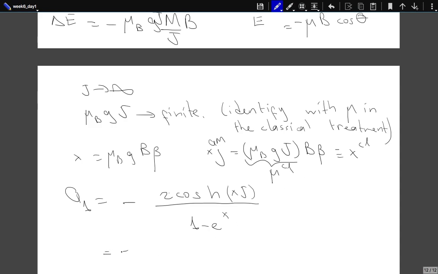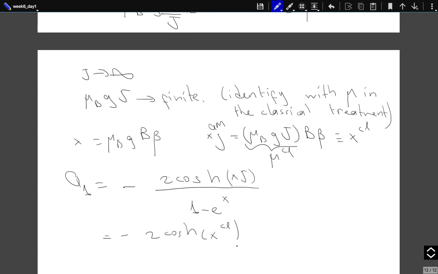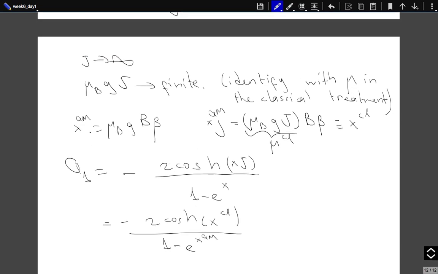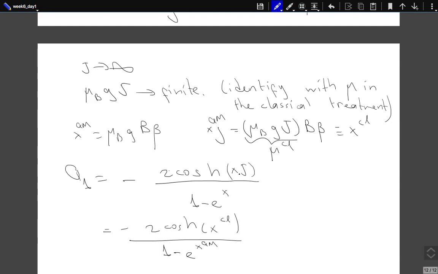So this is equal to minus twice cosine hyperbolic x in the classical theory divided by 1 minus e to power x. But x here is the quantum mechanical x. It is small. So x times j is finite. J goes to 0 again? Sorry? As j goes to infinity, it goes to 0. Yeah, x goes to 0. It's very small. No. X times j goes to 0. No.